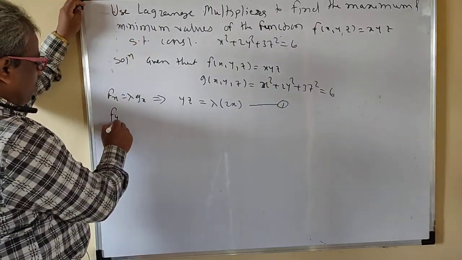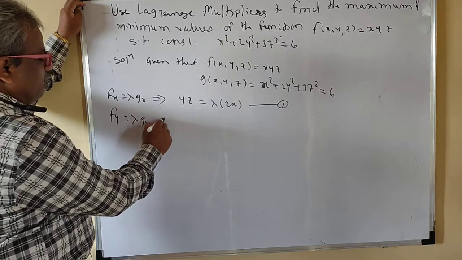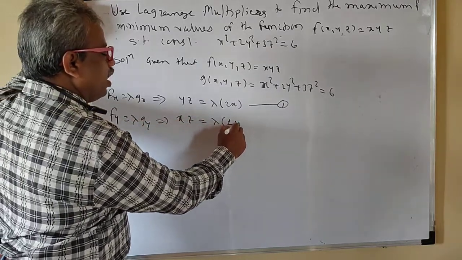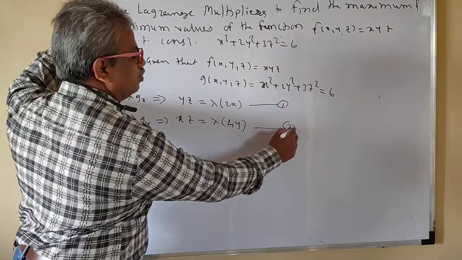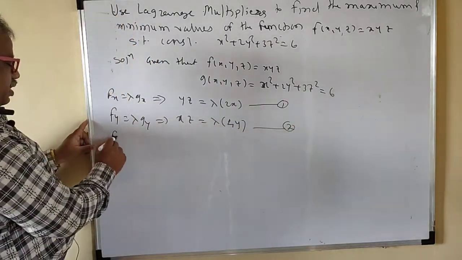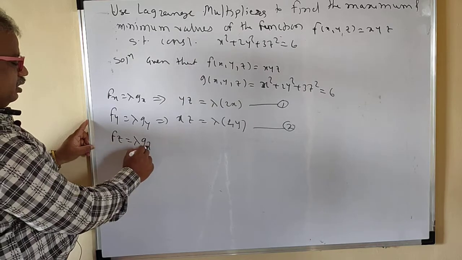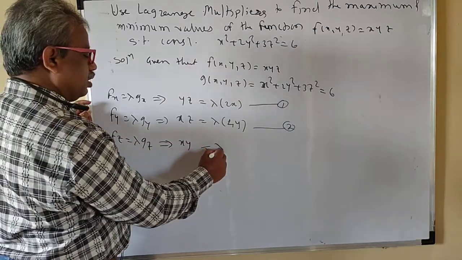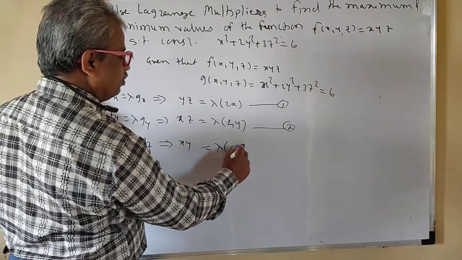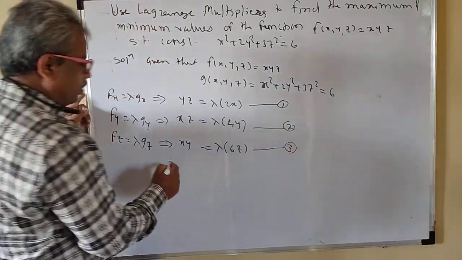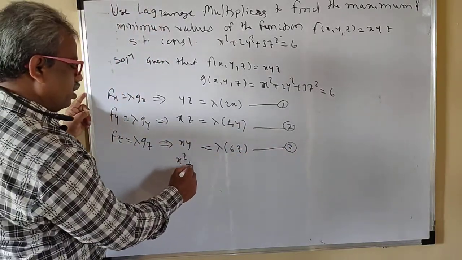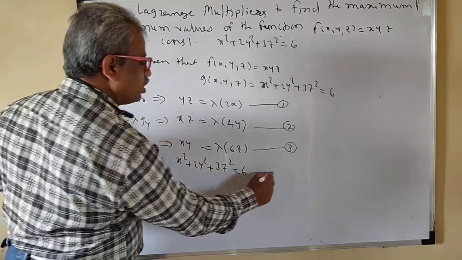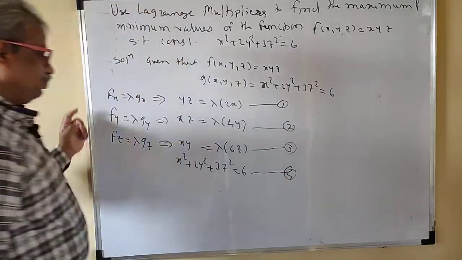So f_y is equal to lambda g_y, this implies that xz is equal to lambda into 4y. I call this 2. Now f_z is equal to lambda g_z, this implies that xy is equal to lambda 6z. I call this 3. And this is x square plus 2y square plus 3z square is equal to 6. I call this 4.